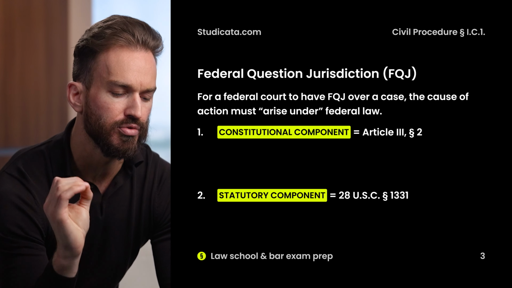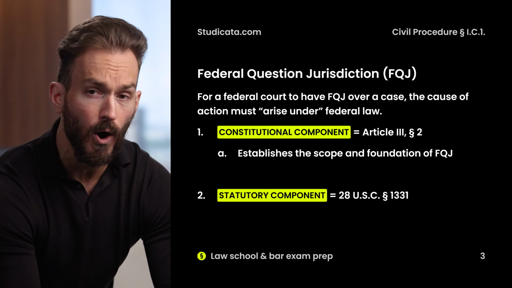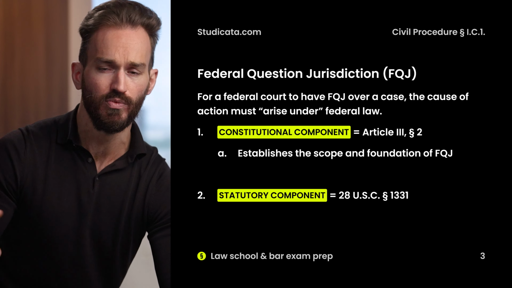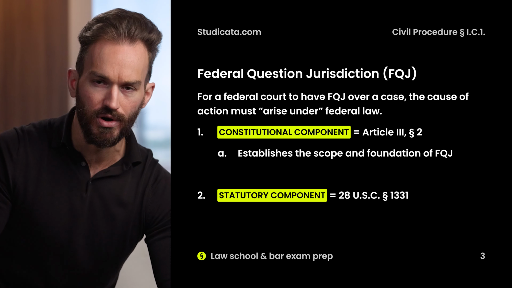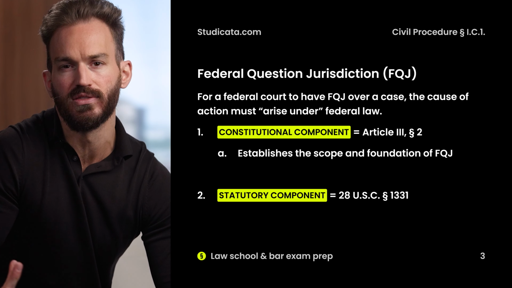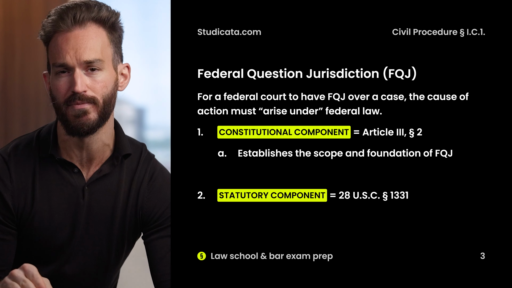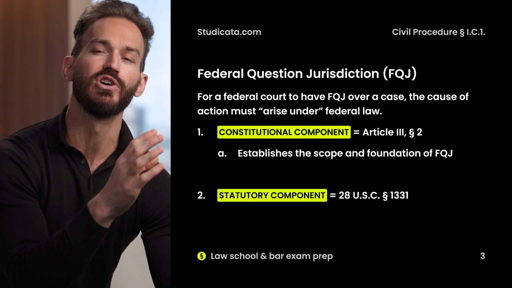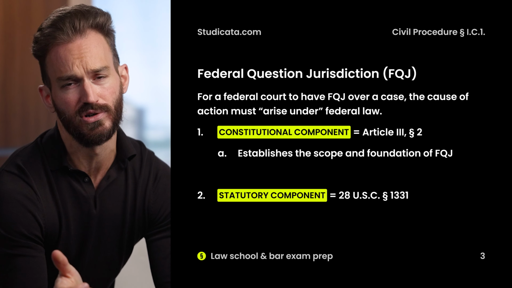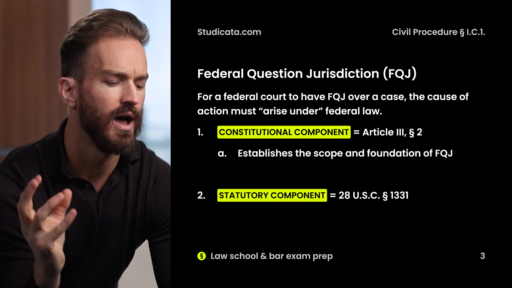And if we look at Article 3, Section 2, we see this establishes the scope and foundation of federal question jurisdiction. If you're going to vest the power of the judiciary to the federal courts, what types of cases can those federal courts hear? Well, Article 3, Section 2 lays out some examples. It says these are the types of cases that these Article 3 federal courts are going to be able to hear. So this is where the concept of federal question jurisdiction comes from. It's derived from Article 3, Section 2 of the U.S. Constitution.